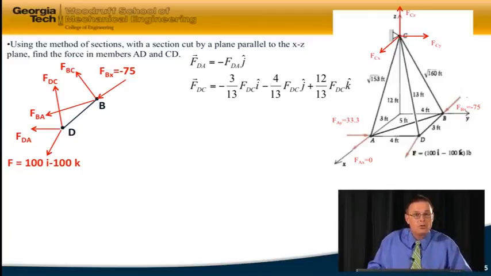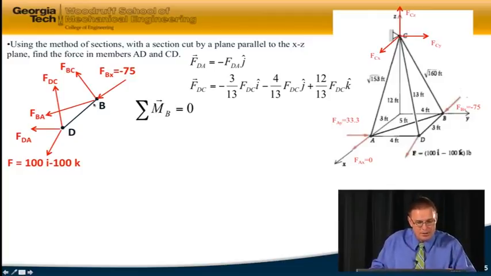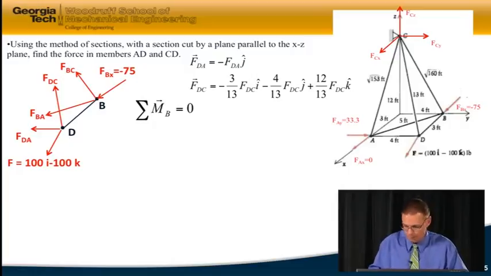Okay, what you should have said was probably the easiest or the quickest equation of equilibrium to use would be the sum of the moments about B, because we don't need the forces FBA and FBC. Their line of action goes through point B, so they won't be involved in this equation, and we should be able to solve for FDA and FDC directly. So let's go ahead and do that.